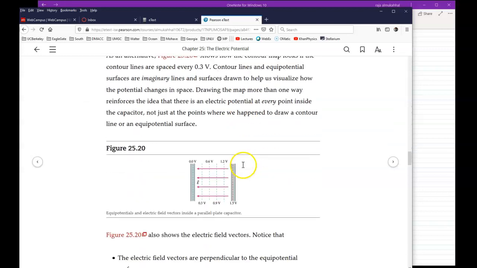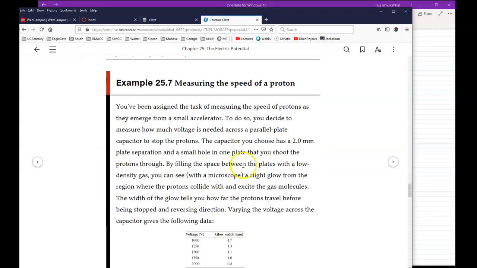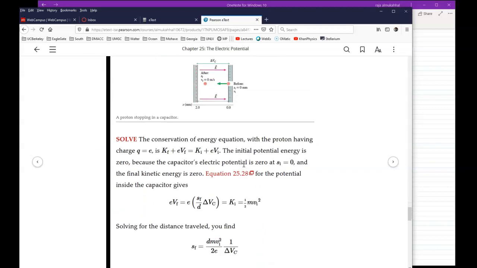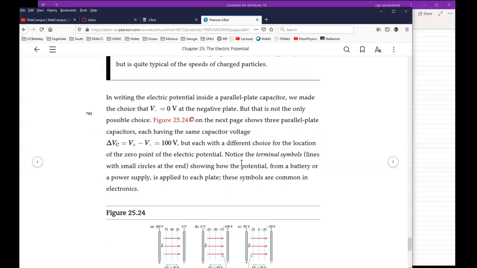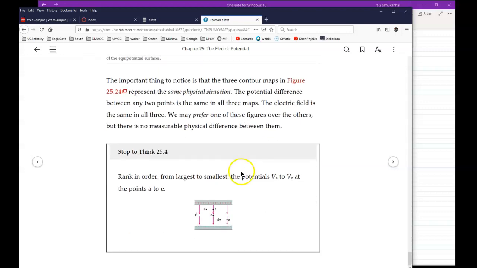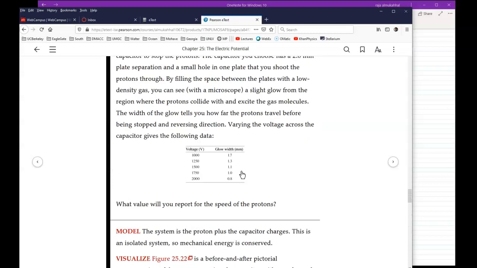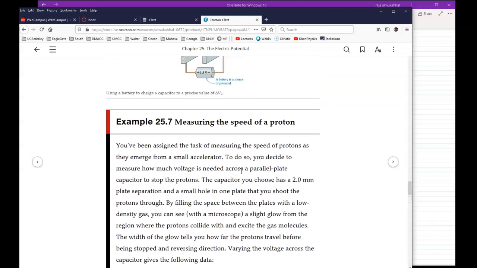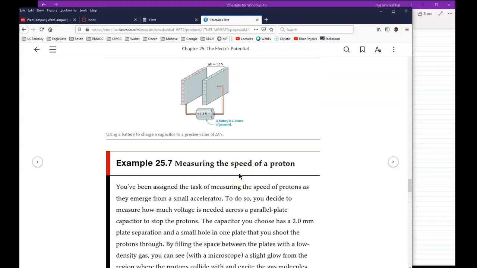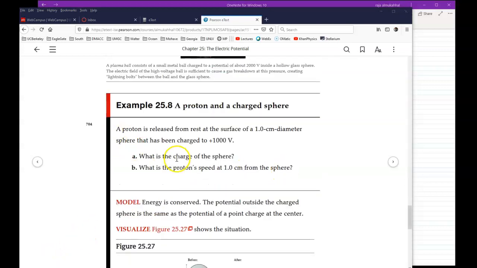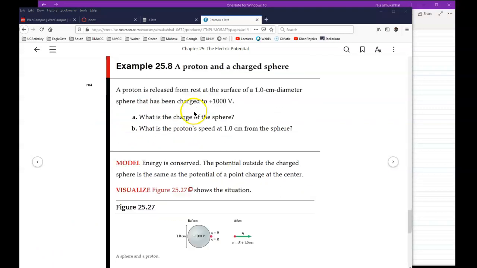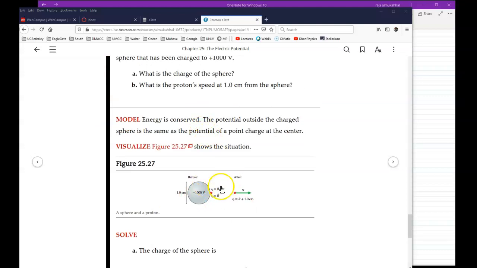I'm not sure. It's not nuclear physics or anything like that. What is that? Example 25.7. One more. Did I miss it? I'm going to pause the video. Okay, finally found it right here, 25.8, with this picture right here.